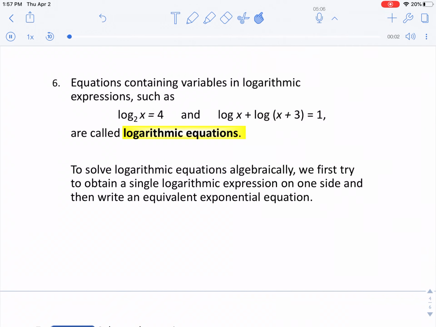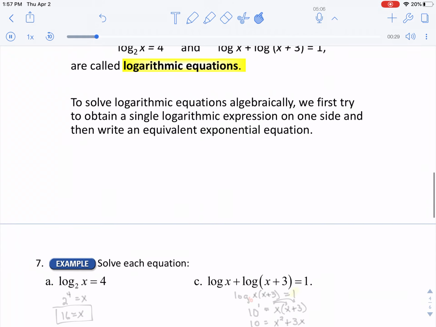This is section 5.5, example 7. Equations containing variables in logarithmic expressions, such as log base 2 of x equals 4 or log of x plus 3 equals 1, are called logarithmic equations. To solve equations algebraically, we can first try to get it as a single log, or we can write an equivalent exponential equation. So let's look at some examples of doing that.